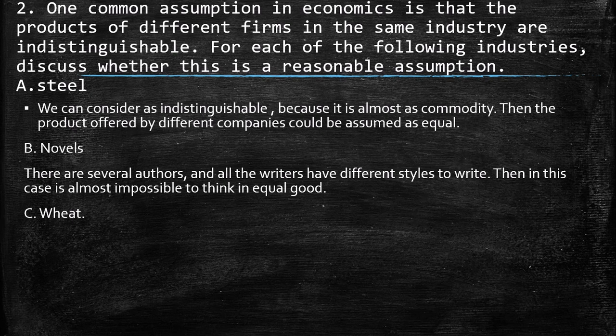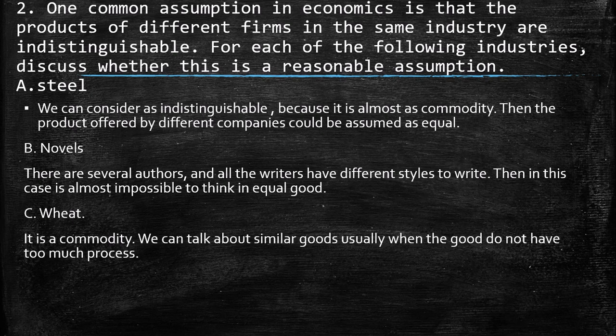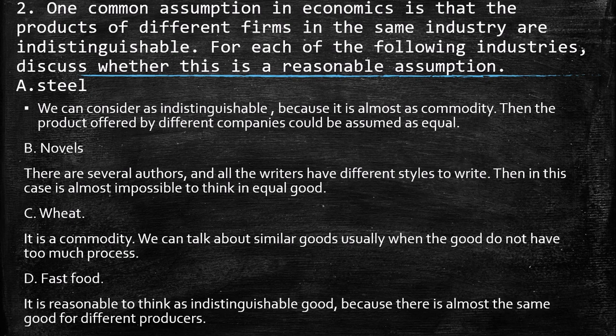Okay, so seaweed, again, it is like a commodity, so we can talk about similar goods usually when the good doesn't have too much processing. So again we can think of it as indistinguishable. I want to try to pronounce this word, but for me it's impossible. Okay, and the last one, fast food. It's reasonable to think of it as an indistinguishable good because when we are talking about buying a hamburger, in general we are eating the same good from different producers, so we can say it is an indistinguishable good.